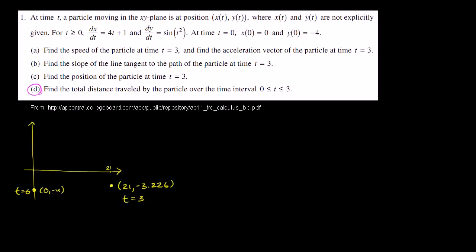And between these points, who knows what the path is. We could plot it if we wanted, but it might look something like this. So who knows what it does. And we go like that. And so in part D right here, they're asking us what is the total distance traveled, or another way to think about it is what is the length of this path.